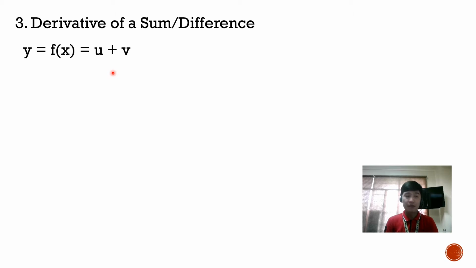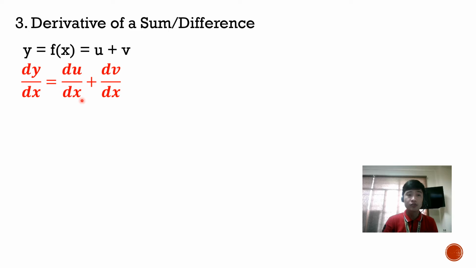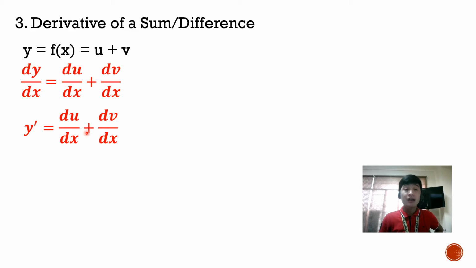So we will use the sum, because whether it is a sum or a difference, we use the same pattern. So in this case, the derivative of y in terms of x is equal to the derivative of u in terms of x plus the derivative of v in terms of x. Or y prime is equal to the derivative of u in terms of x plus the derivative of v in terms of x.